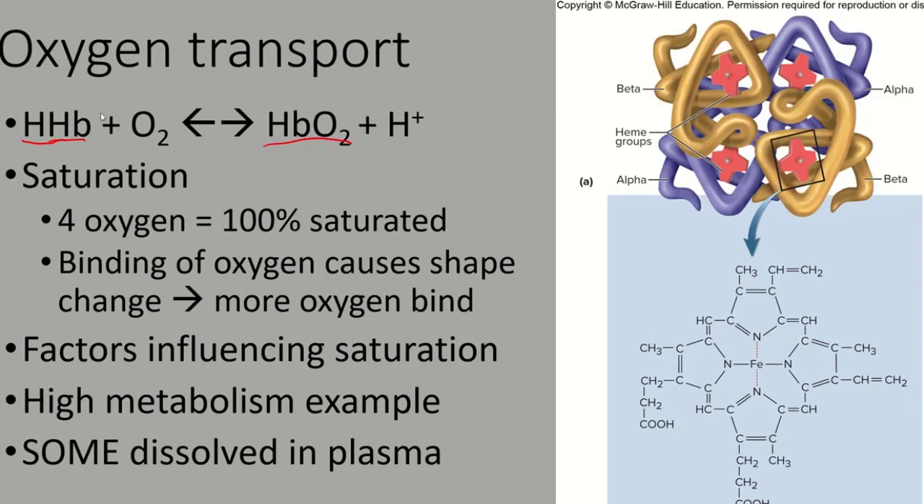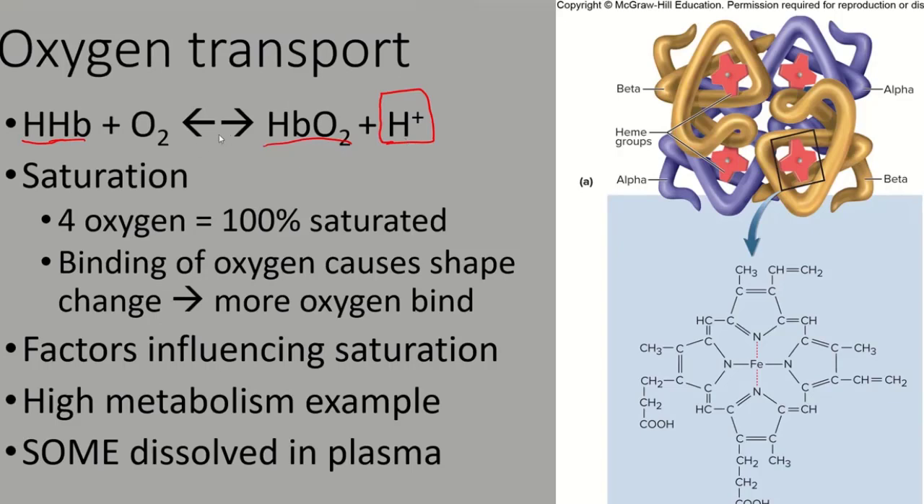But deoxyhemoglobin, remember HHb? H, remember, was hydrogen. When oxygen is attached to hemoglobin, it knocks that hydrogen off. And that's not really true, which we will see later. But for now, we can think of it as that. Oxygen binds to hemoglobin, the hydrogen ion falls off. So we have oxyhemoglobin and a hydrogen ion.